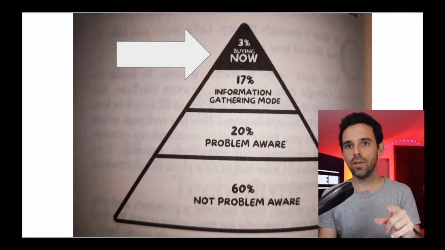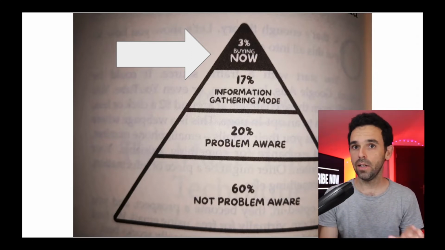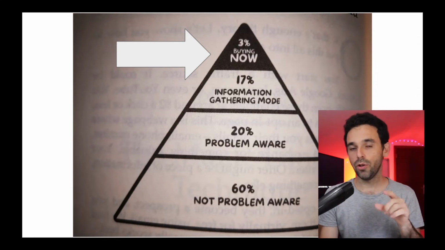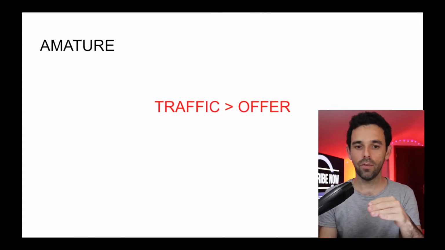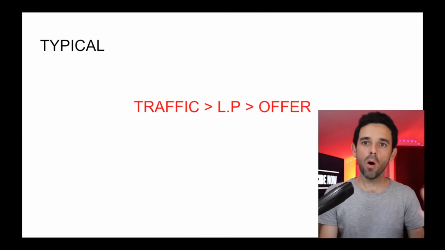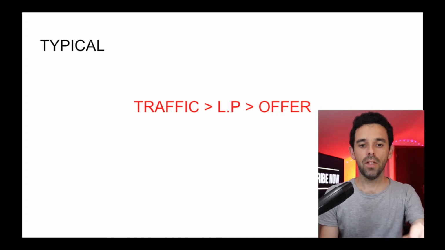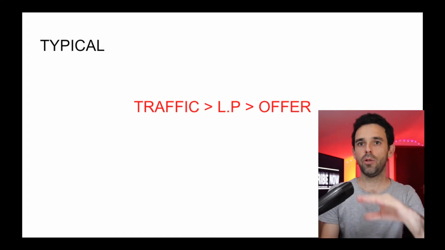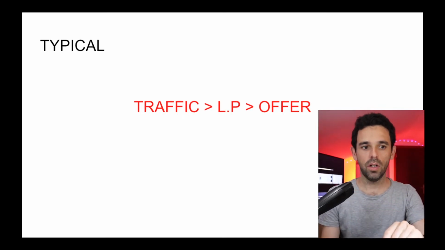Now, when you're doing that method, you are going after the 3% that are in buying mode. That's what you're going after with sending traffic directly to an offer. Now, what most people do is they send traffic into a landing page. They capture people's emails and then they send them to an offer. That's what most people do online.